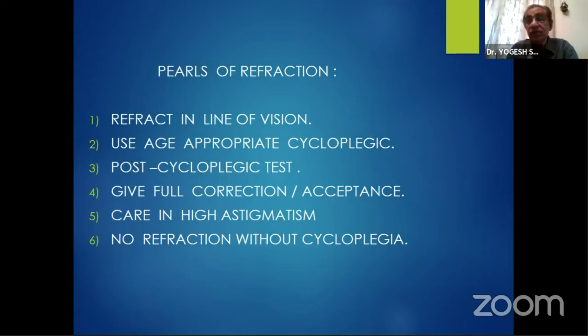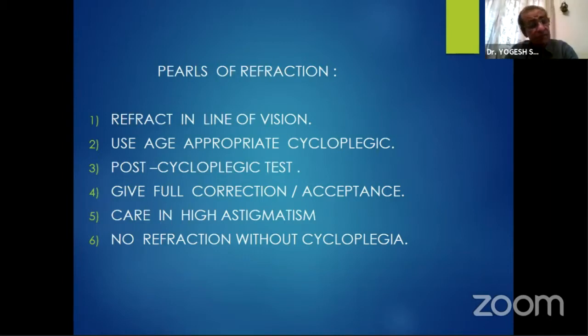So you must always understand that if you find there is always a disparity in each of the readings you get with the autorefractor, or if there is a difference between what you have found in the refraction and the post-cycloplegic refraction test which you do, then you must again do the refraction with a higher cycloplegic drug. Now, give full correction and acceptance in a child.